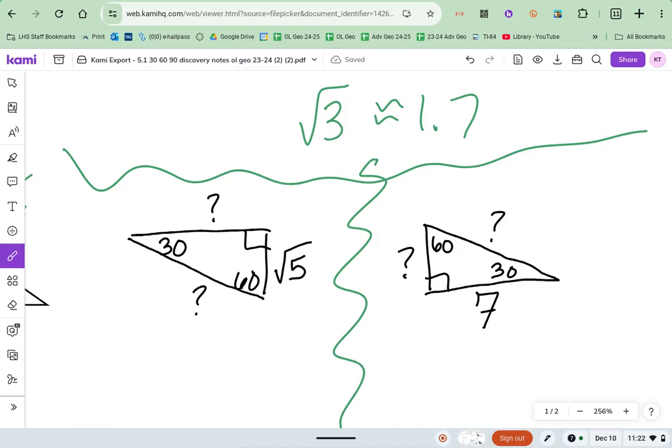So this is 2 times x. So since this is x, 2 times this is 14 over 3. The number is trapped inside, but it's on the bottom.